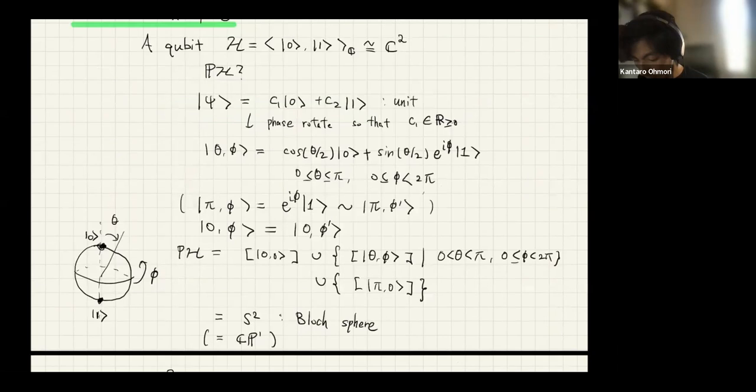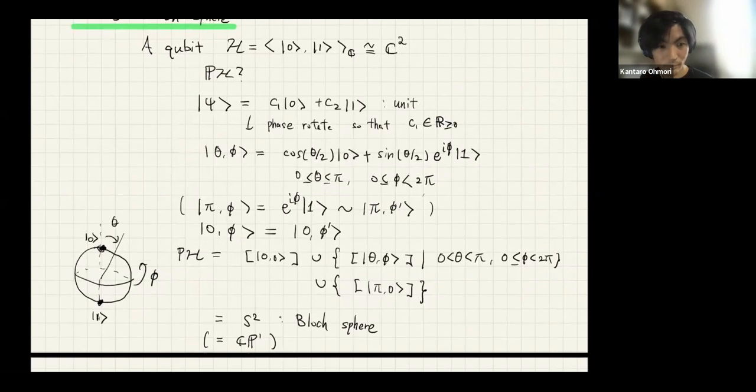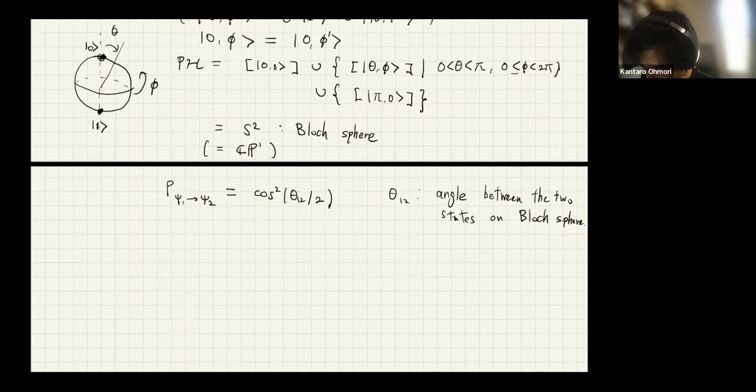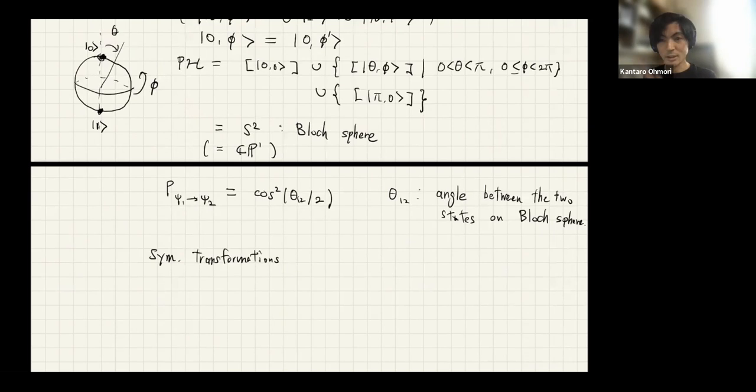Any question? Okay, so what is the symmetry transformation? Neglecting any Hamiltonian, if you have a Hamiltonian zero, then what are the possible symmetry transformations? It's some map from the sphere to the sphere that preserves the angle between any two points on the sphere. That's just a rotation. So the symmetry transformations on this qubit, the Bloch sphere, are rotations.